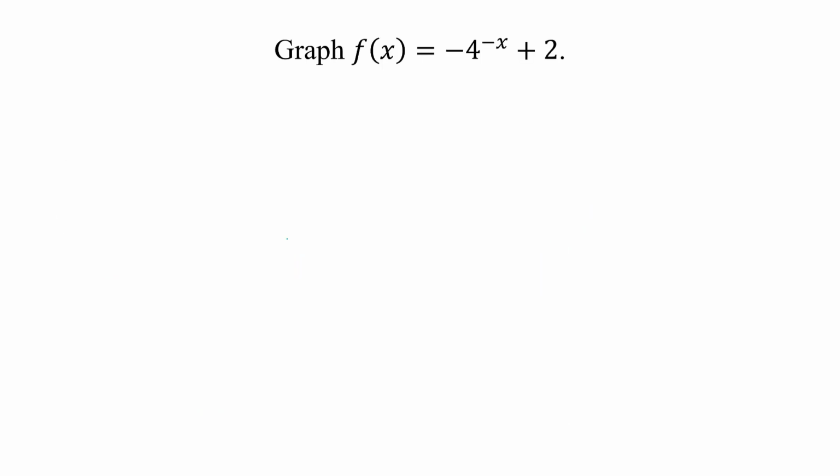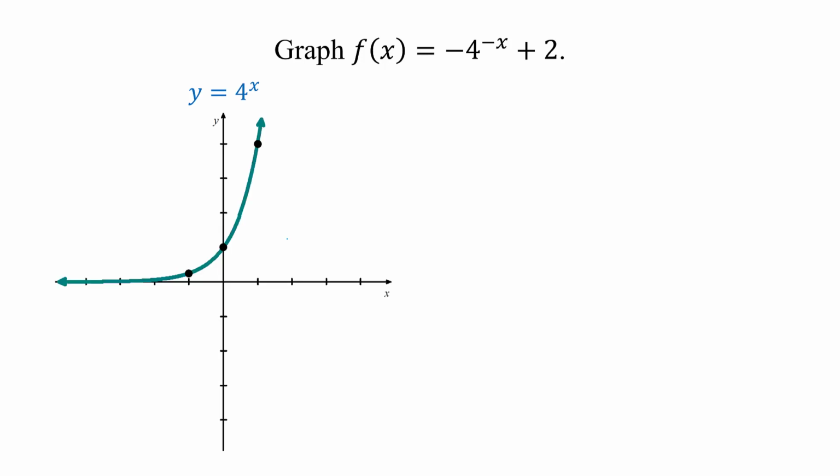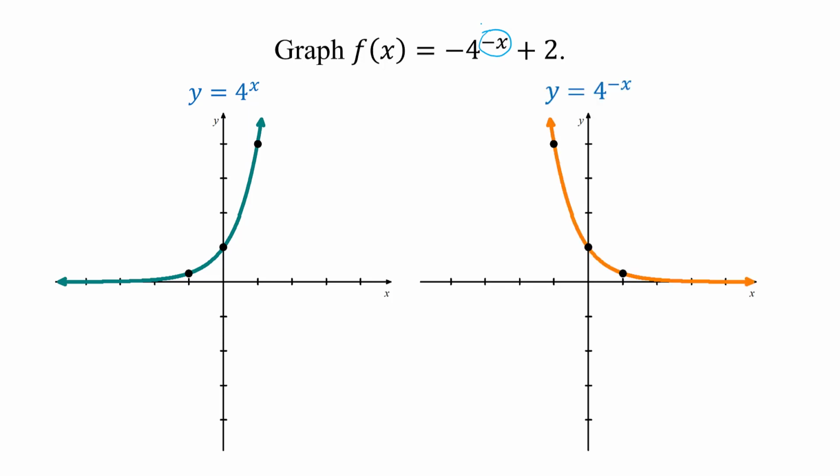And let's go on to graph f of x equals -4 raised to the -x plus 2, where we'll start with the graph of y equals 4 to the x that we just completed, and we'll use transformations. The first thing I see is 4 raised to the -x here, and I'm going to do a reflection of the graph of y equals 4 to the x about the y-axis to give me a graph of y equals 4 raised to the -x.